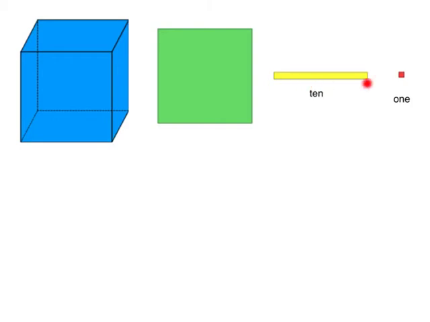It takes 10 of these rods to make one of these flat squares. One of these flats is worth 100, and so we call it 100. And if you put 10 of these hundreds together, you would create this large cube, which, you guessed it, is worth 1,000, and so it is called a 1,000 block. So now let's look at some examples with base 10 blocks and see if we can build some large numbers.